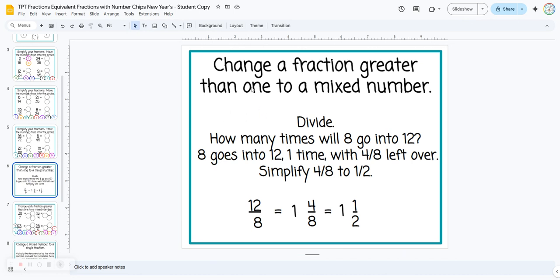Then they're shown what to do if they have a fraction greater than 1 to change to a mixed number. So they're just going to divide. 8 goes into 12 one time, so that's their whole number, with 4 8s left over. And then they have to simplify the 4 8s.